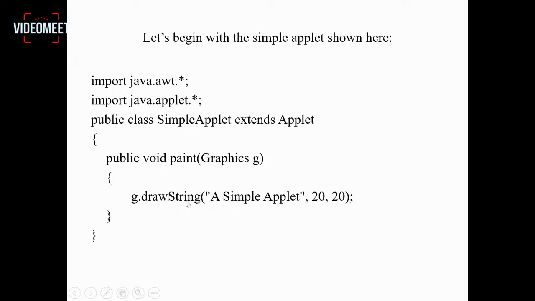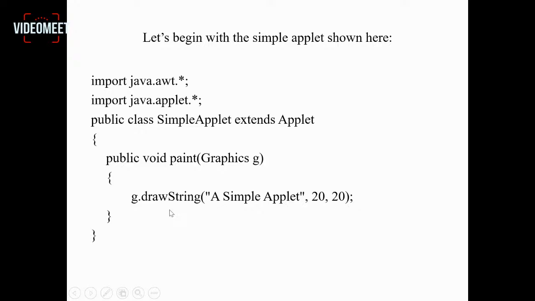So how to call a method of a class? By using the object of that class. So already we have g as an object of this Graphics class passed as a parameter to the paint method. So using that, you can call drawString. So what is the purpose of this drawString method? It will draw a string on your applet window. It will create an applet window, a separate window, and in that window, it will display this message, a simple applet. And look at the other two parameters that we are passing.